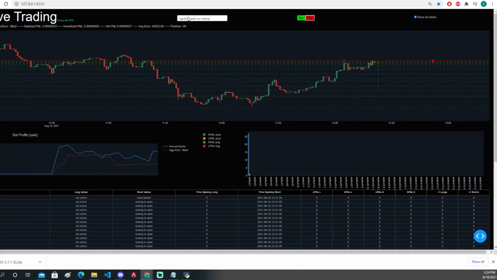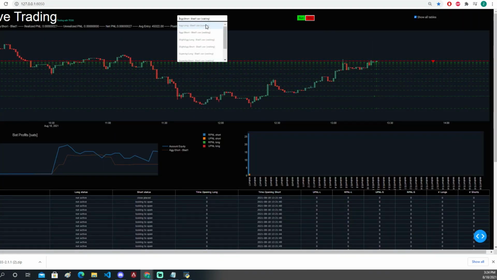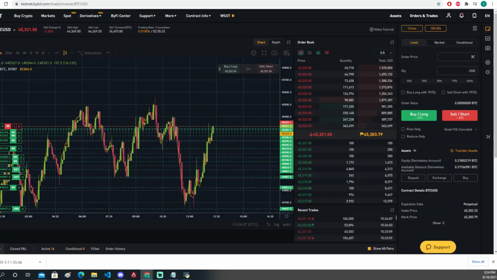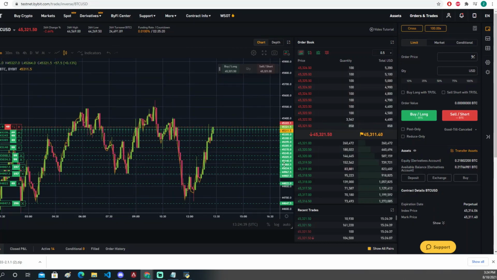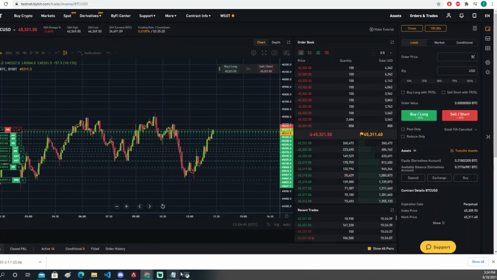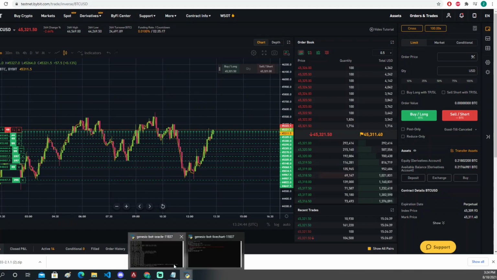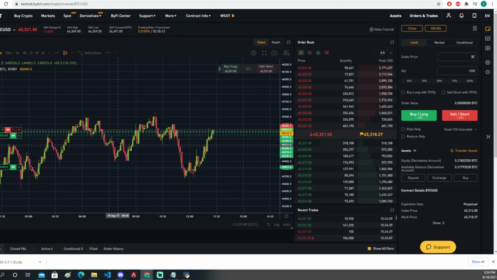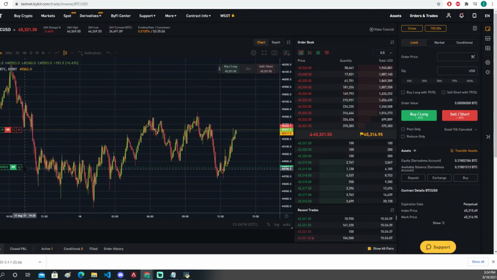So we can do the same thing for the longs. Let's say we don't want to long anymore. We just click stop, and it should start removing all our longs, and we can confirm. There we go. Stopping, canceling all our long orders, and as you can see, we have one short open with an exit at the lows here.